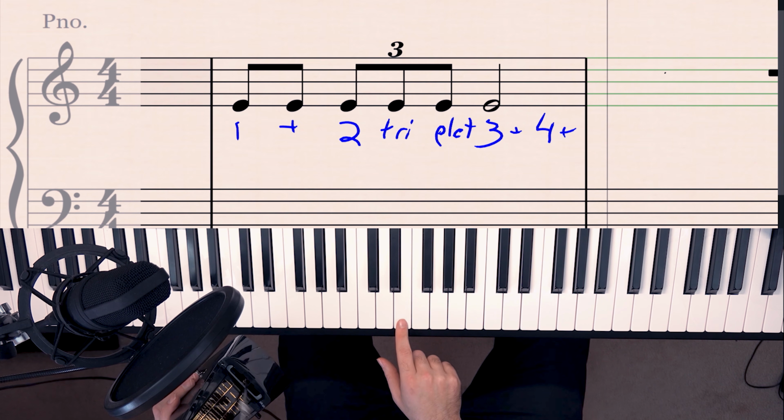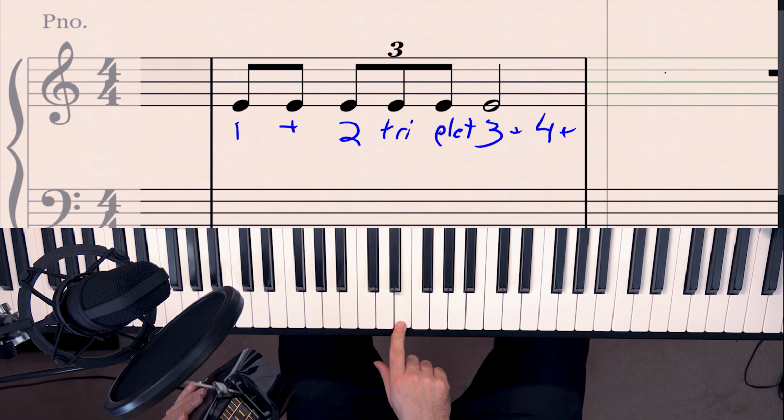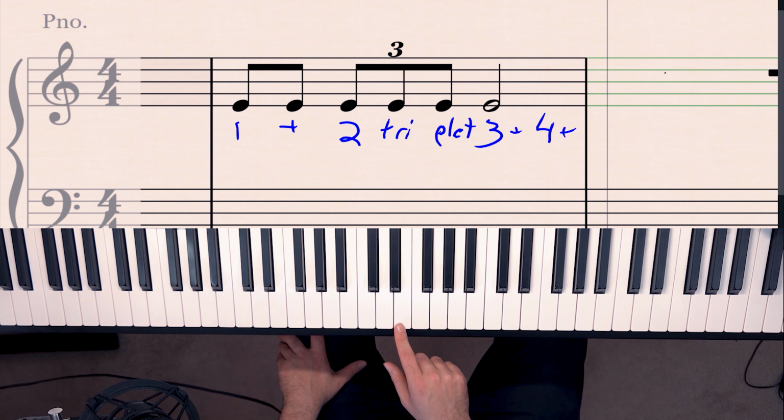1, 2, 3, 4. 1, 2, 3, 4. 1, 3. We're going to go 1, 2, 3, 4. 1 and 2 triplet, 3 and 4 and. Oh, that's too fast. All right, we're gonna go on beat one.